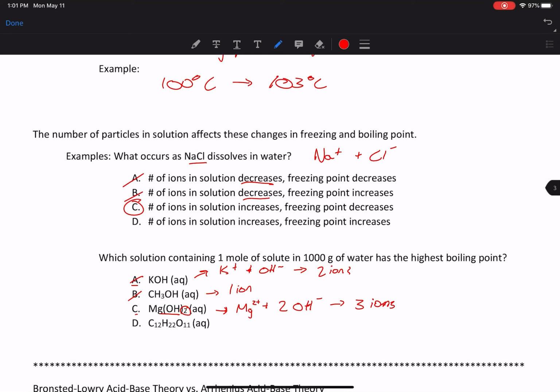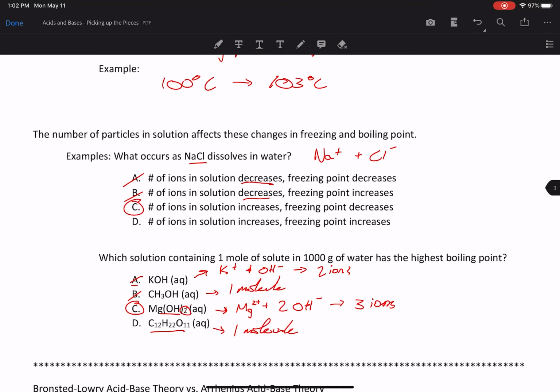Now, it looks like D can break apart into a lot of things. However, this is a covalent compound, so it's not going to break apart at all. So this would actually be one, and I should say molecule, not ion. So this also wouldn't be ion. This would be one molecule in solution. So the answer to this one would be choice C.